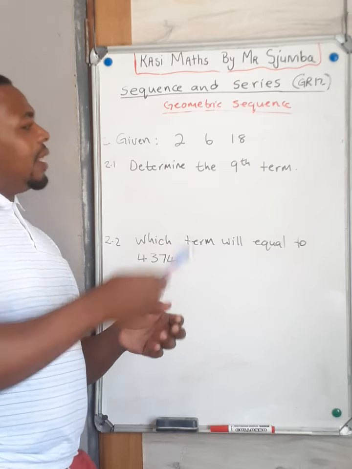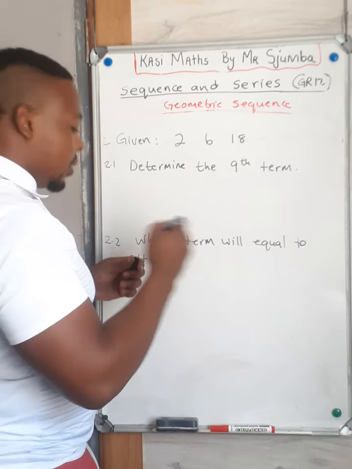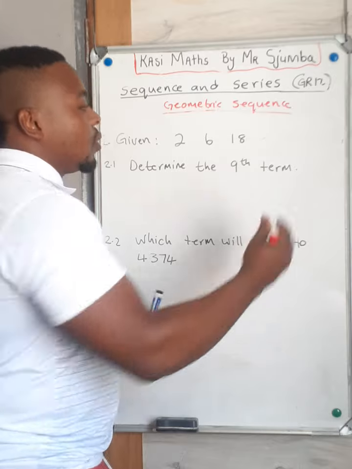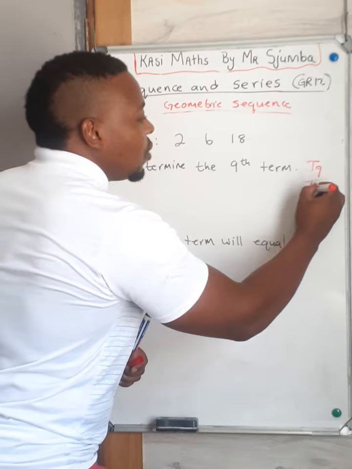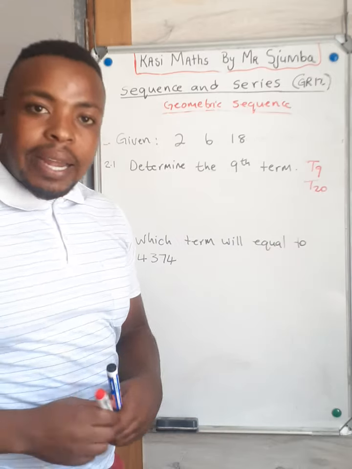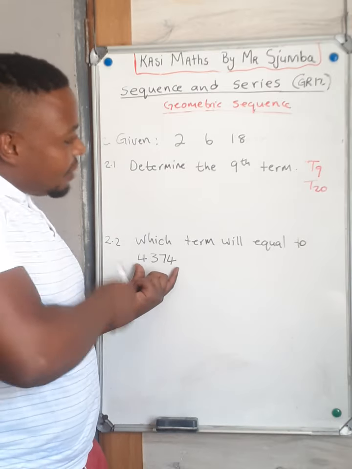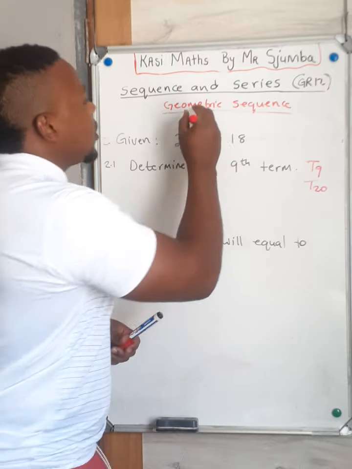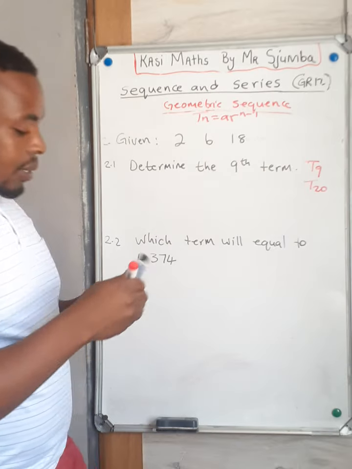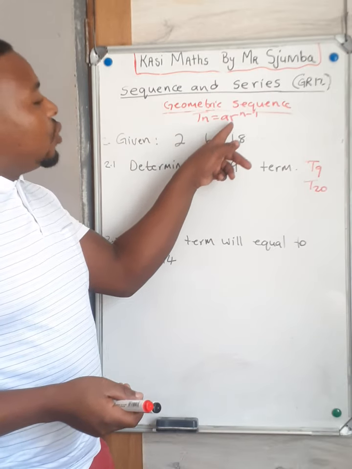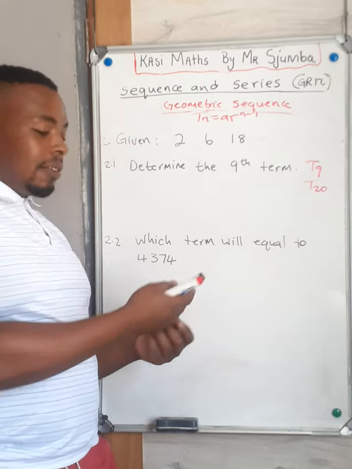Whenever they say determine the 9th term, the 20th term, and so on, they are looking for T9. If they say the 20th term, they're looking for T20. But if they say which term will equal something, it means that you are given Tn. Let me write the general formula here. Tn is equal to AR^(n-1). It means that you are given Tn and you should find n. You should find the position of 4374.